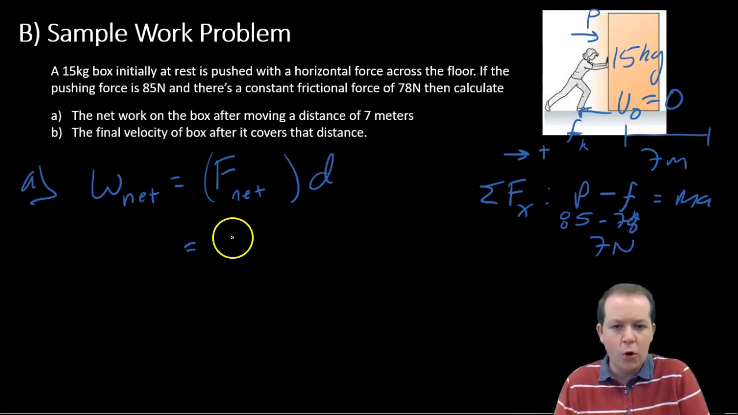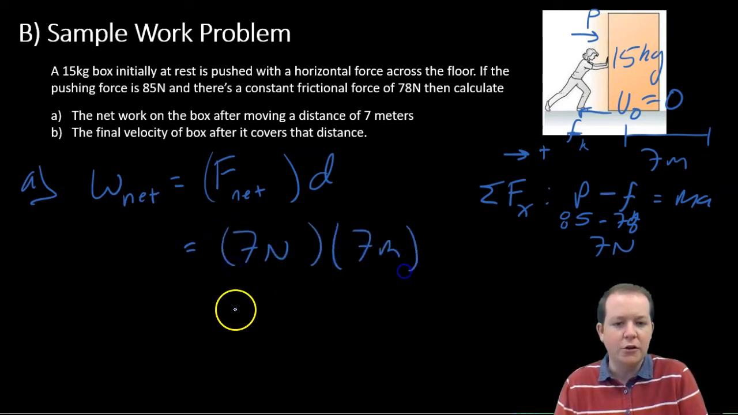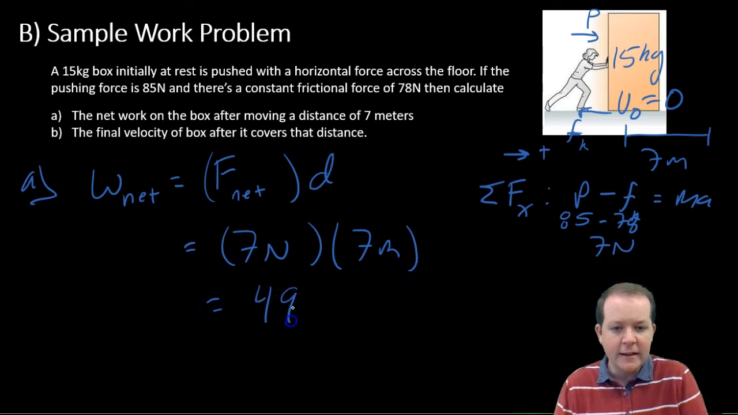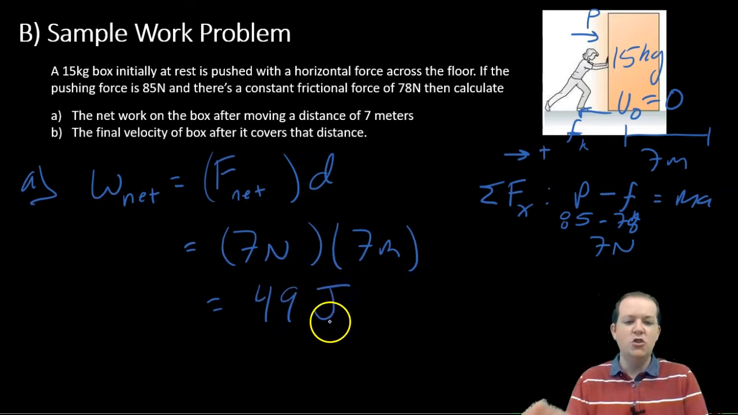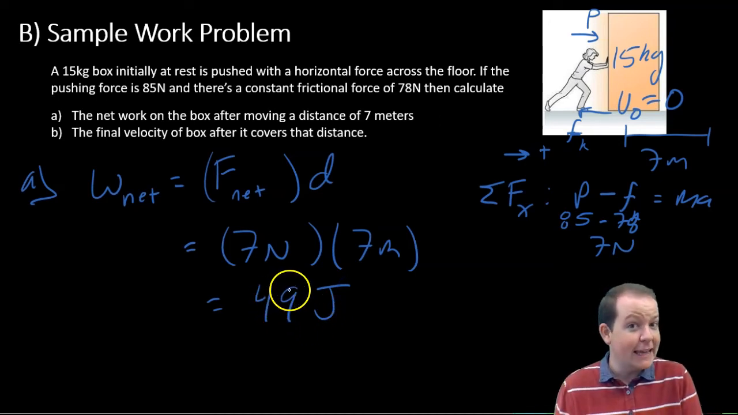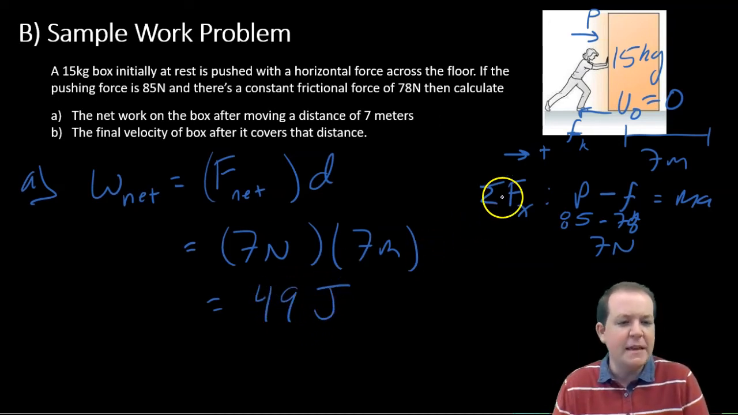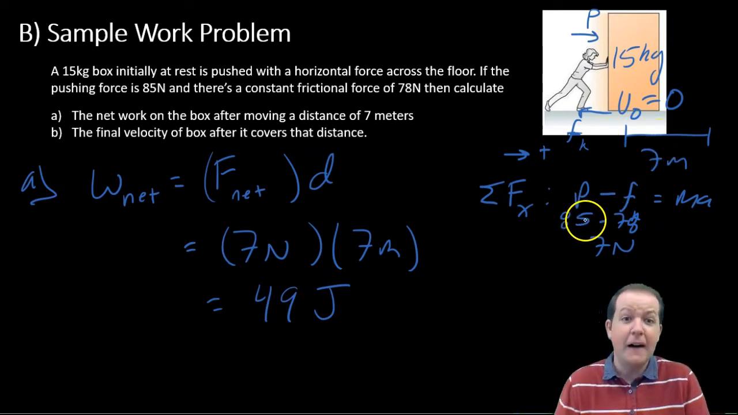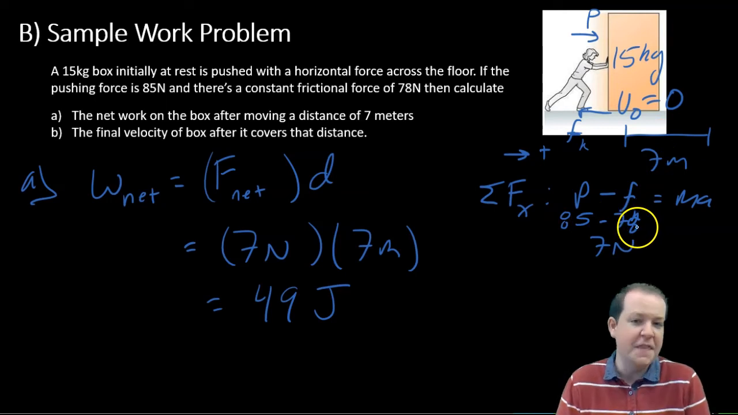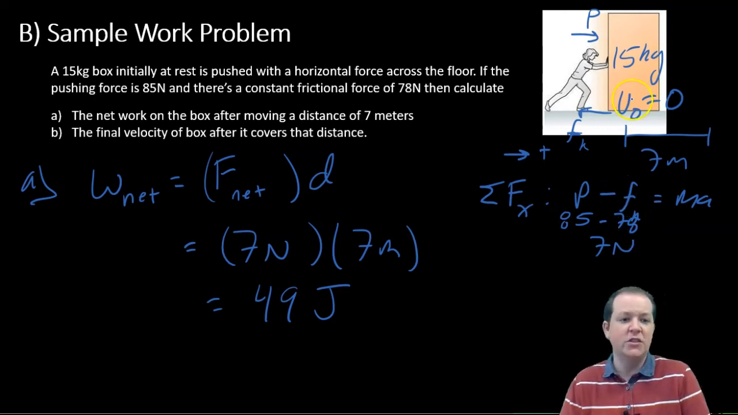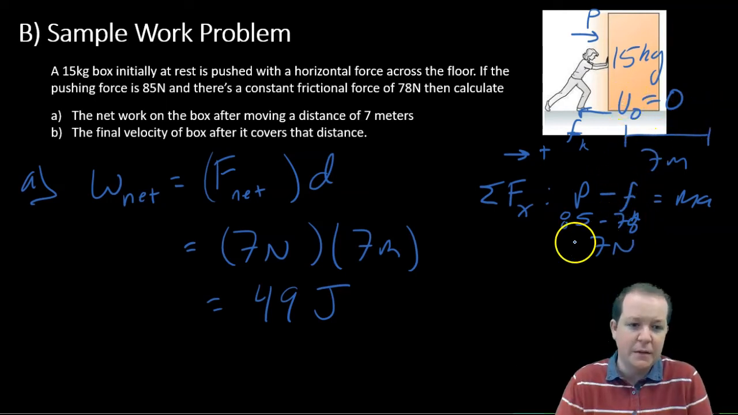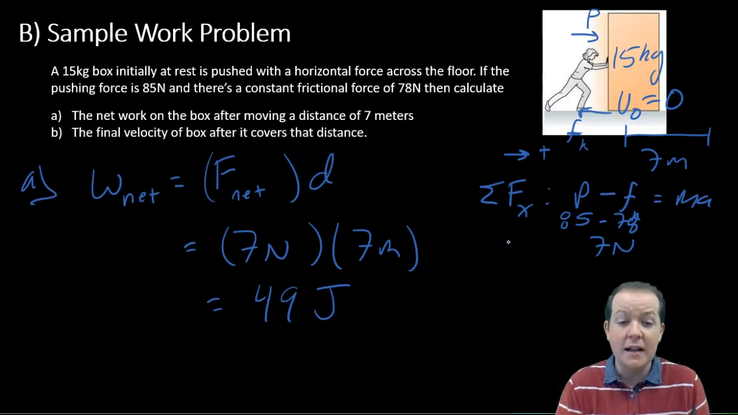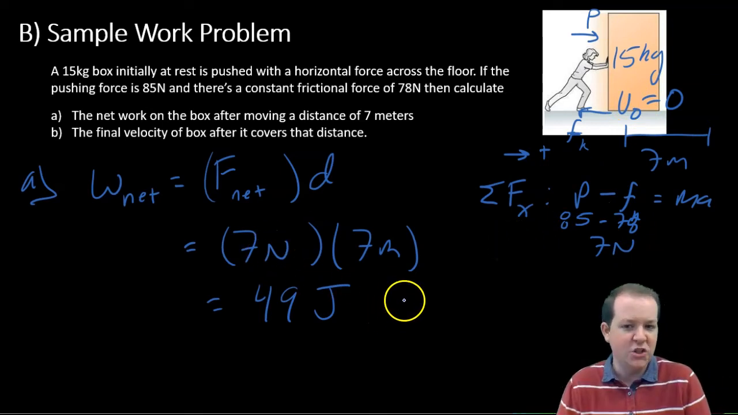So what's the net work? It's 7 newtons multiplied by 7 meters. 7 times 7, that's 49. Okay, that's a newton meter or a joule. So 49 joules. Should this be positive or negative? It should be positive because the net force is in the same direction as the displacement. The 85 newtons pushing force was more than the 78 newtons of friction. So the box is moving to the right, the displacement is to the right. I should have a positive amount of work. That's part A. Nice, did you get it?